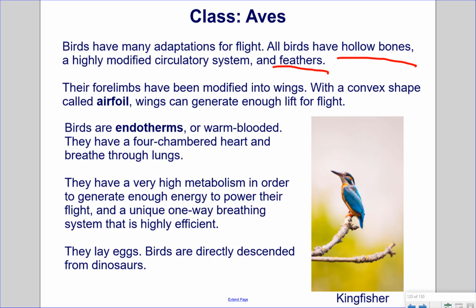Birds are endotherms, or warm-blooded. They have a 4-chambered heart and breathe through lungs. They have a very high metabolism in order to generate enough energy to power their flight and a unique one-way breathing system that is highly efficient. They lay eggs. Birds are directly descended from dinosaurs. Pictured here is the kingfisher.